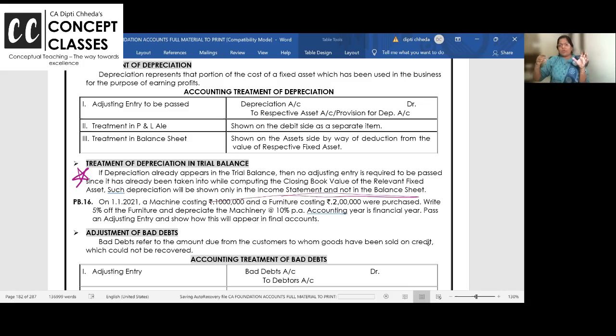Depreciation account debit to asset. Asset में से already कम हो चुका है. Then depreciation is appearing in the trial balance. Show depreciation only in the P&L account. Ma'am, you said no, one effect only balance sheet. No thumb rule, please. This time one effect. Can you please underline this in your material? One effect only in the P&L account. Clear to all of you?